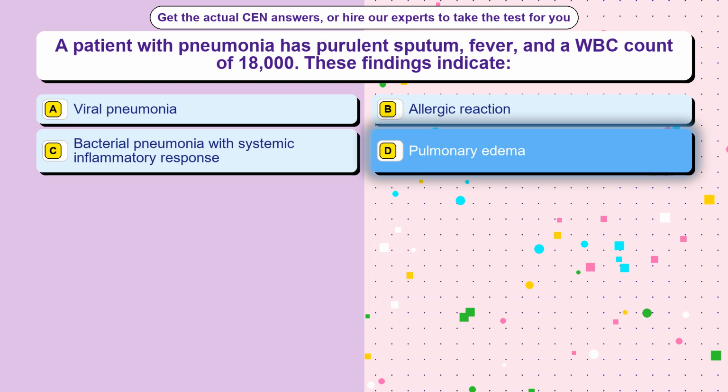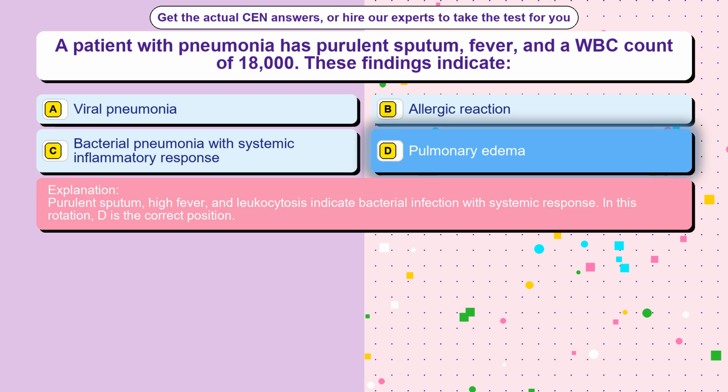The correct answer is option D, pulmonary edema. Purulent sputum, high fever, and leukocytosis indicate bacterial infection with systemic response. In this rotation, D is the correct position.